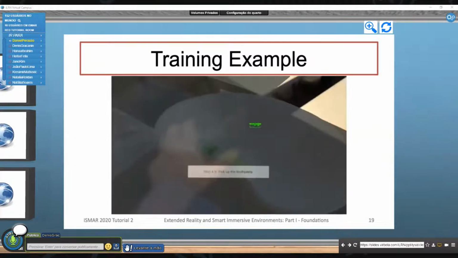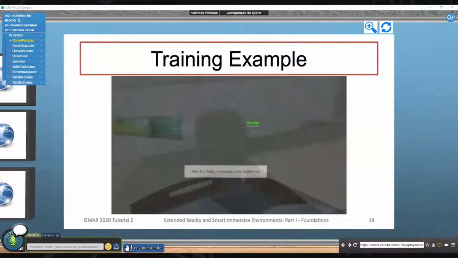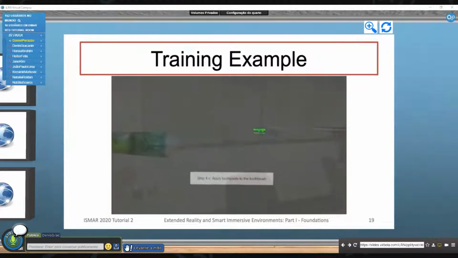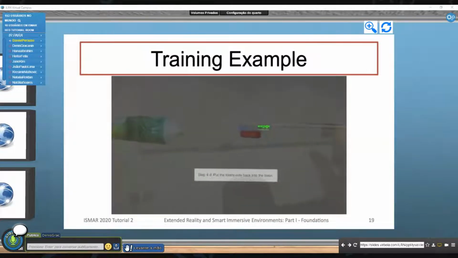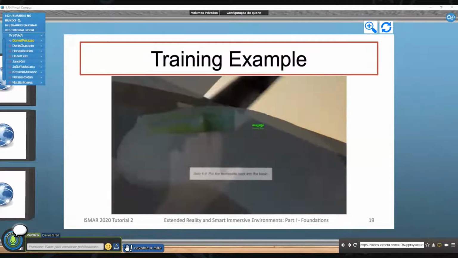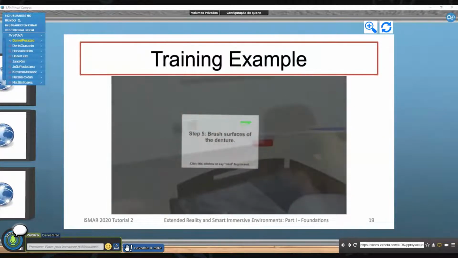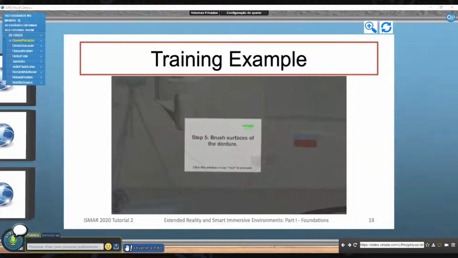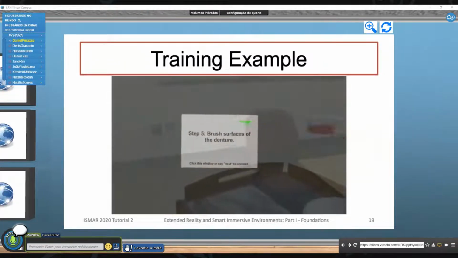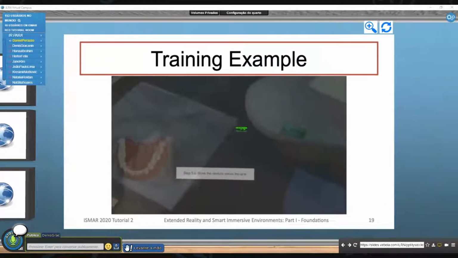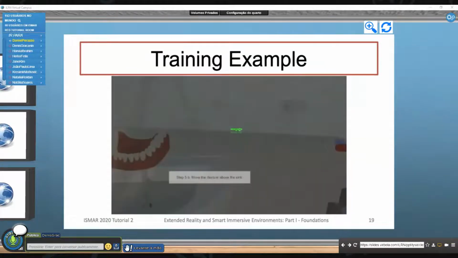Step 4B. Pick up the toothpaste. Step 4C. Apply toothpaste to the toothbrush. So now we can, with both hands, grab the objects. Step 4D. Put the toothpaste back into the base. And as a Step 5, Brush the denture. Step 5A. Step 5B. Move the denture above the sink.